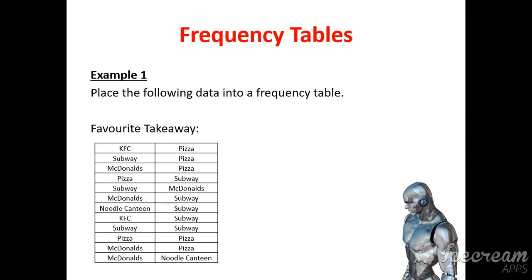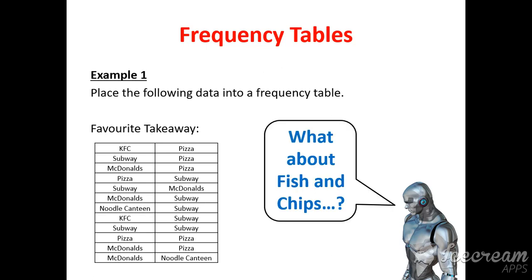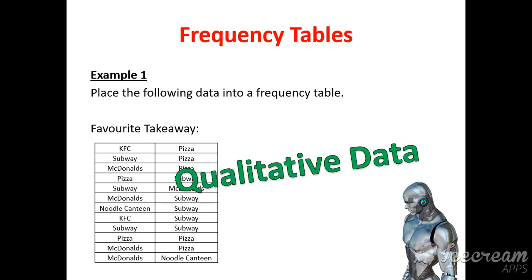Place the following data into a frequency table. Now, we've got the favorite takeaways from some students. This data can't be New Zealand students because there's no fish and chips. This data is called qualitative data. Qualitative data, if you remember from the first couple of videos, is data that characterizes or puts into groups. And this is what we're doing. We're putting people into groups, whether they like Subway or Noodle Canteen or so on.